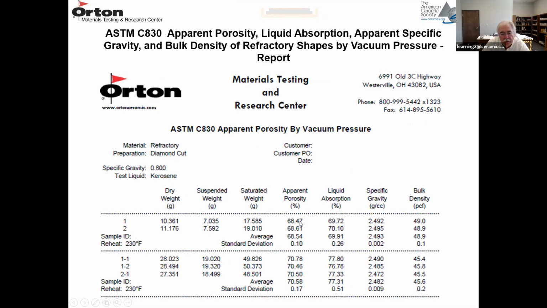So you get an apparent porosity, a liquid absorption, a specific gravity, that's an apparent specific gravity, and a bulk density. These are obviously insulating refractory materials. You can see that the open porosity is about 68%. So it looks to me like it's an insulating firebrick, high porosity, high liquid absorption, and low density. That's the ASTM C830 test for determining the open porosity.